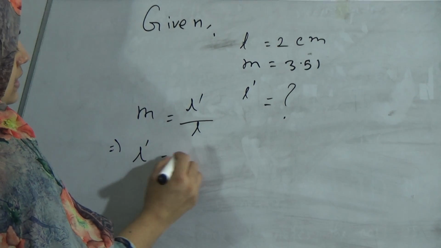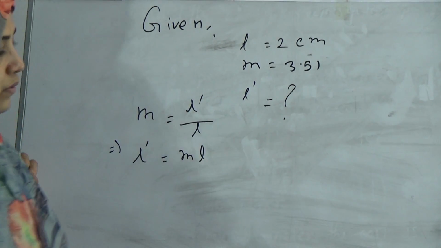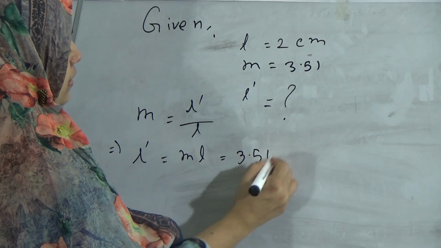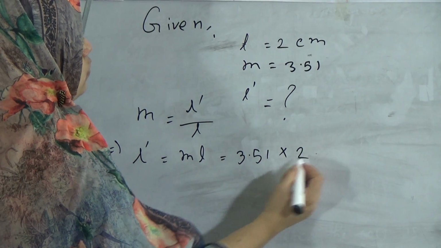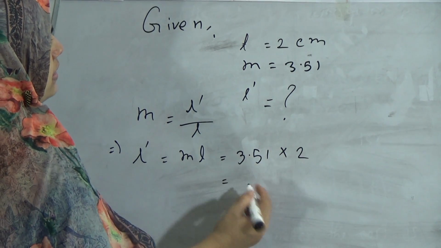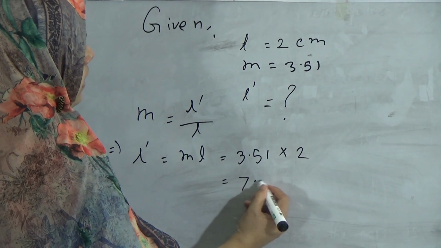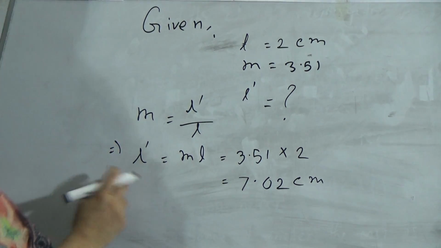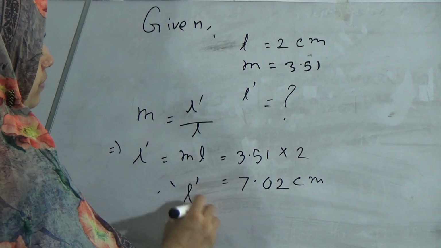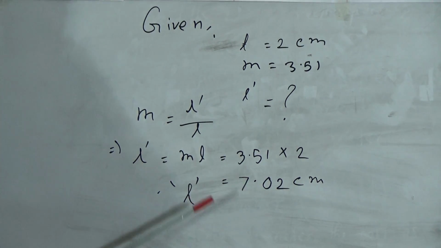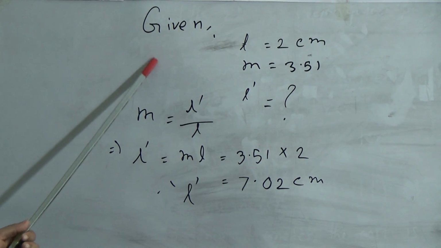So write L dash equals ML. Now put the value. M means 3.51 into L means 2 centimeter. That means 3.51 into 2 equals 7.02 centimeter. So the length of image is 7.02 centimeter. My dear students, I hope all of you have understood this mathematical problem.